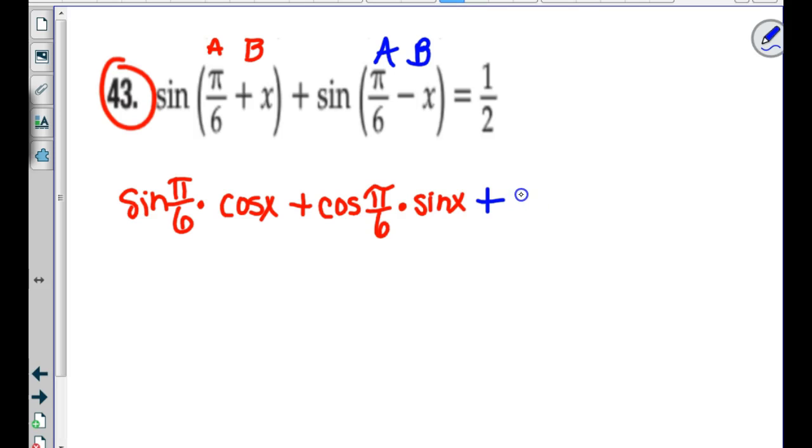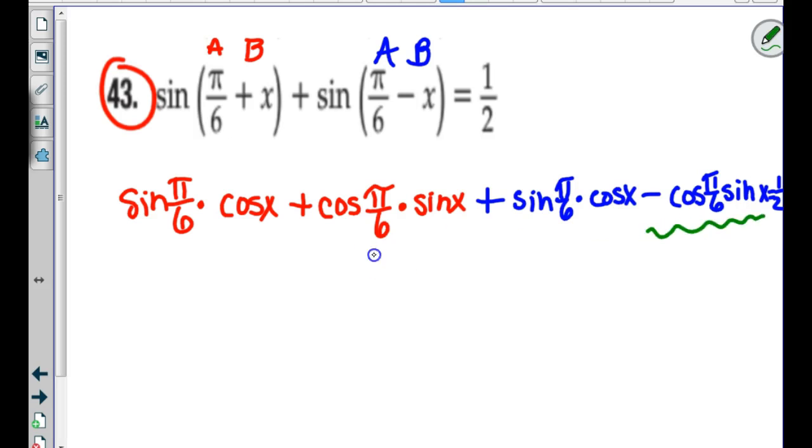Anybody find it? Nope, just X because the minus is part of the formula. It's what makes this a minus here. Okay, and it's all supposed to equal 1/2, which I totally ran out of room to write. Okay, so let's see, does something cancel? Here's a negative cosine pi over 6 sine x plus a cosine pi over 6 sine x. Gone.